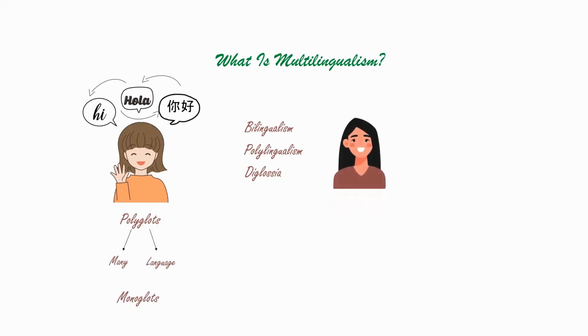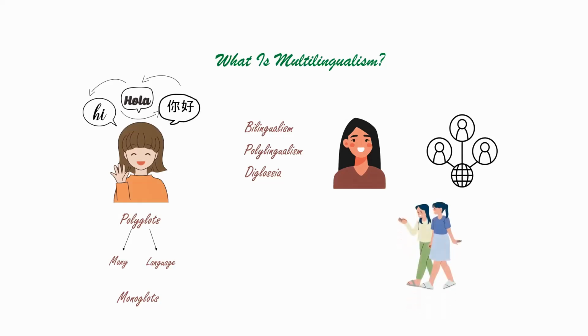Multilingualism can be personal, like when an individual knows multiple languages. It can also be social, where a whole community or country regularly uses more than one language. Take India for example. People here speak nearly 200 different languages. It's very common for an Indian to speak 3 or 4 languages fluently.